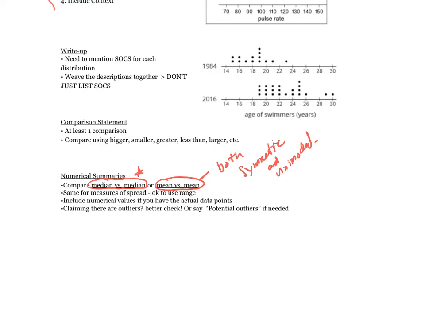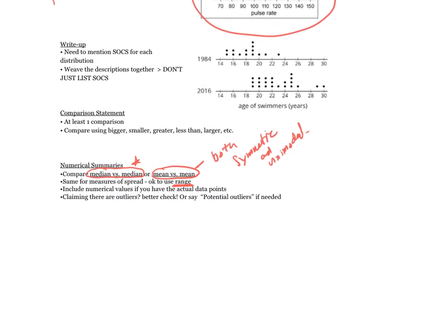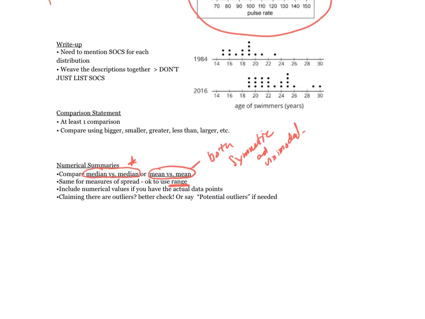Same for the spread. You want to use the same spread measurement for both graphs. And usually in statistics, we're going to use the range. Because oftentimes we don't have all the data. Like if you look at the pulse rate activity graph above, there's no way we could find, let's say, the standard deviation of that. Okay, we could use the interquartile range on those two, because we can see them in the box plots. Okay, but range is great to use as a comparison.